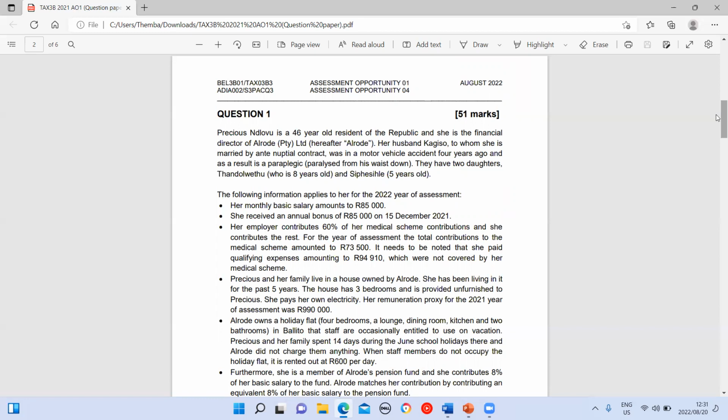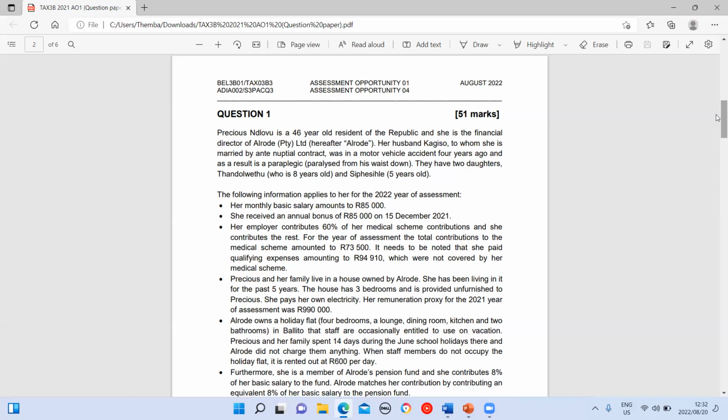So Precious Ndlovu is 46 years old, a resident of the Republic. She's the financial director of Alport Pty Ltd, so she's an employee of Alport Pty Ltd. Her husband Kagiso, to whom she is married by anti-nuptial contract. Also, don't just go over this. Anti-nuptial means that they are not married in community of property.